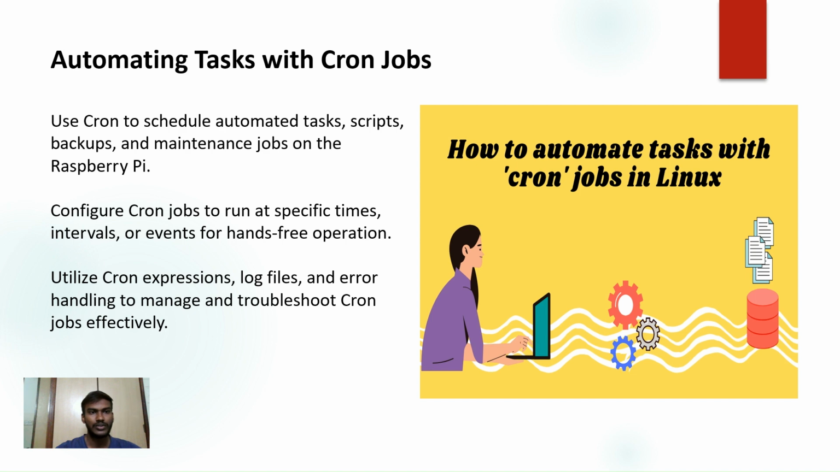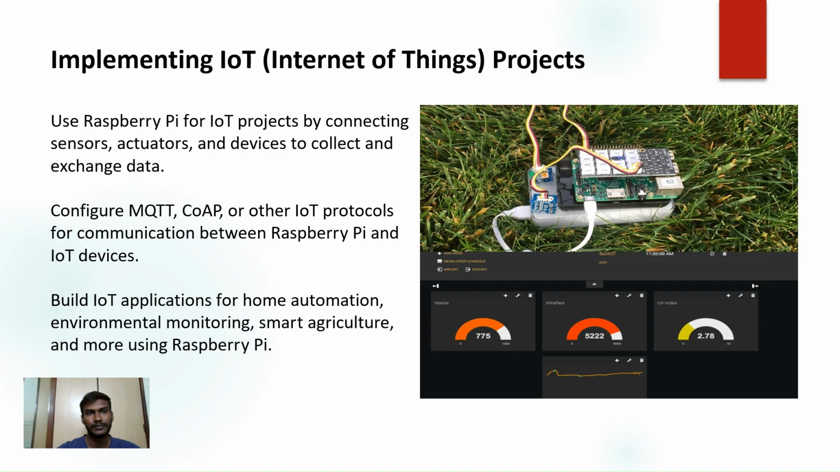Automating tasks with cron jobs. Use cron to schedule automated tasks, scripts, backups, and maintenance jobs on the Raspberry Pi. Configure cron jobs to run at specific times, intervals, or events for hands-free operations. Utilize cron expressions, log files, or error handling to manage and troubleshoot cron jobs effectively.